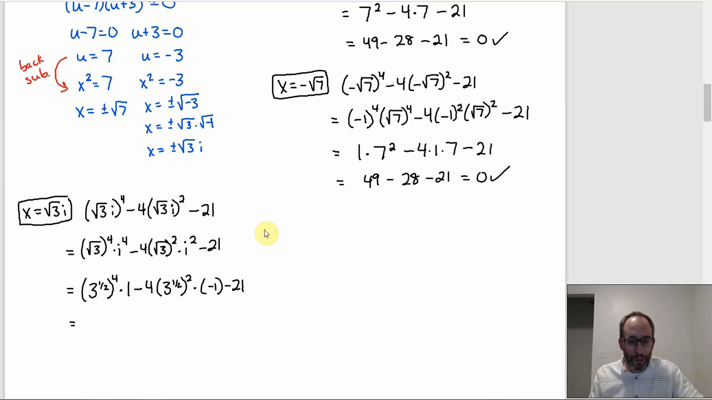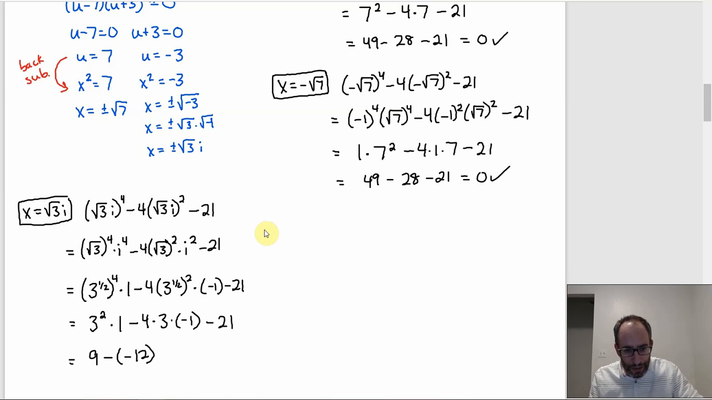So then the 3 to the 1/2 then to the fourth, that's going to be 3 squared, and that's multiplied by 1, which really isn't going to do anything. But I guess I can leave it in there for now. And then minus 4 times 3 times negative 1, and then minus 21. So let's see, then that's going to be 9 for that first term minus negative 12, since 4 times 3 times negative 1 will be negative 12. And then minus 21. So that's 9 plus 12 minus 21, which is certainly 0. So yeah, we're going to go with that one.